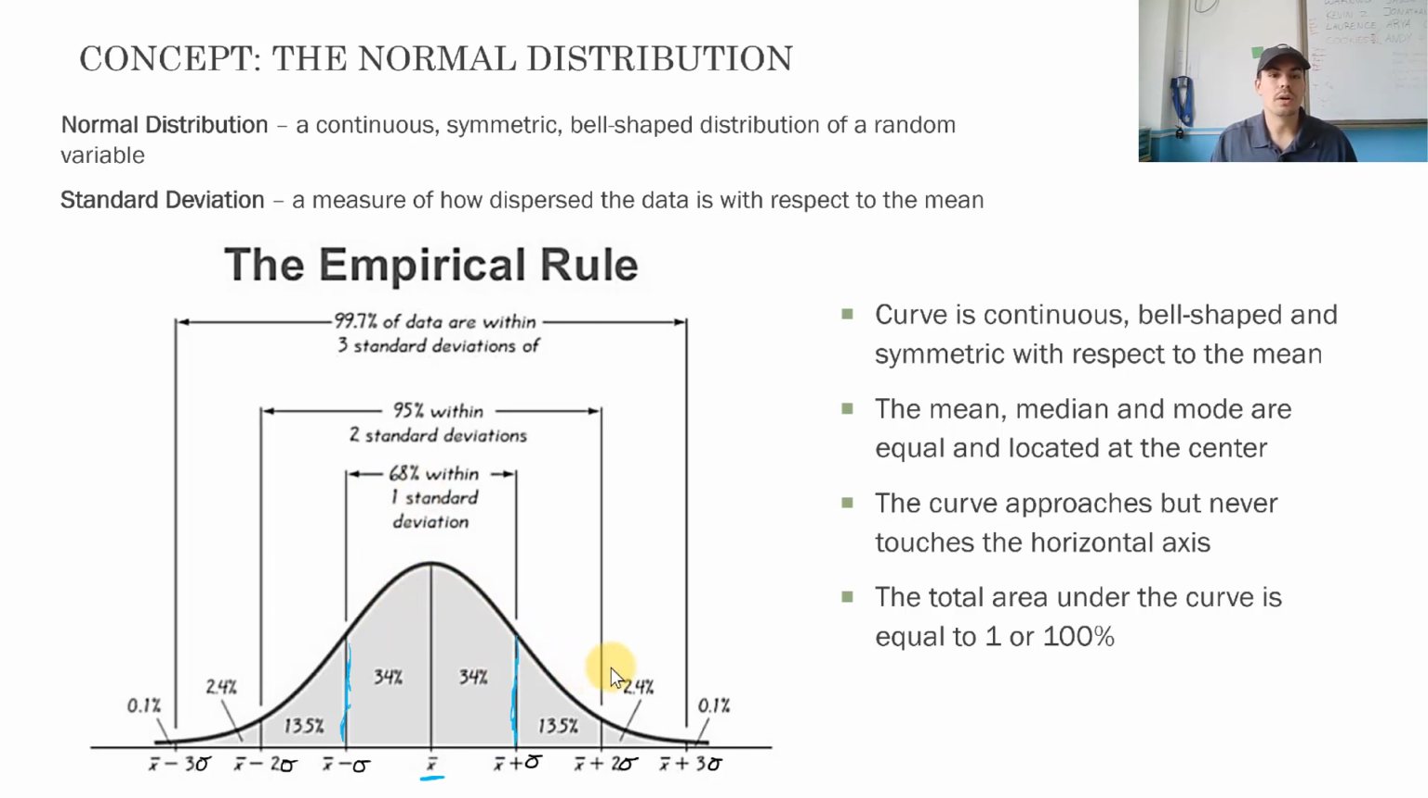And then if I move out one more standard deviation on each side, so out to 2 standard deviations here and here, then that means that 95% of our data is going to fall within that interval. And then going out one more time to 3 standard deviations, we have 99.7% of our data that falls within that interval. So basically all of our data falls within 3 standard deviations of our mean, which is important to know.